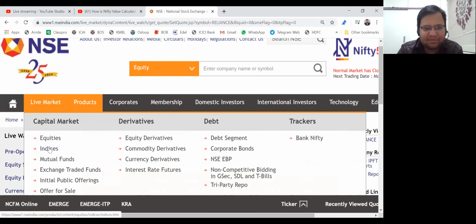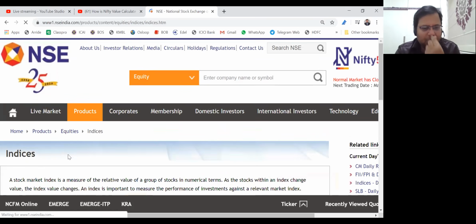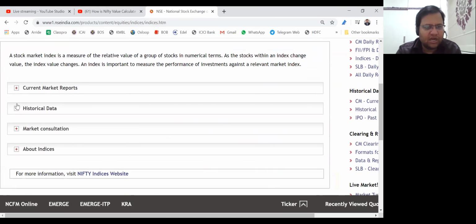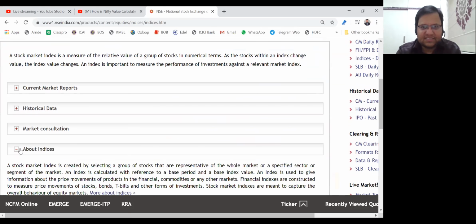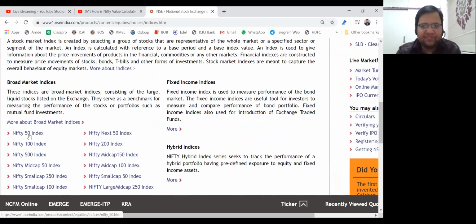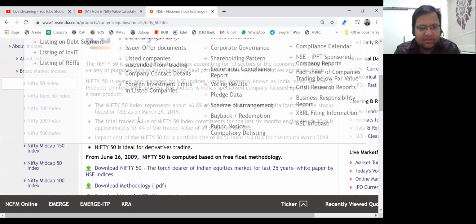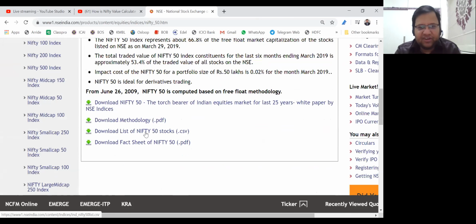Within products, there is something called Indices. I go to Indices. प्रोडक्ट्स के अंदर मैंने इंडाइसेस के ऊपर क्लिक किया. Within Indices you can go to About Indices. अबाउट इंडाइसेस में निफ्टी 50 है. I click on Nifty 50 Index. And then you will get an Excel sheet of which 50 companies are included in the Nifty 50 right now. Here it is. Download the list of Nifty 50 stocks.